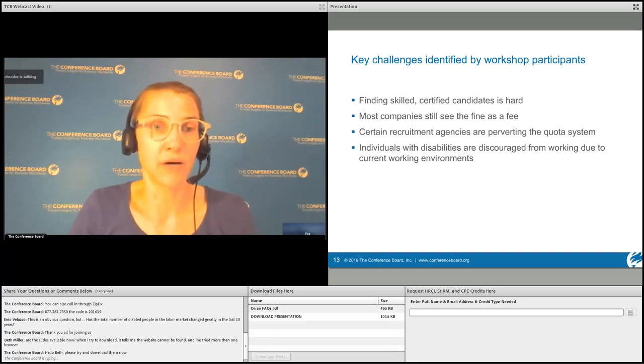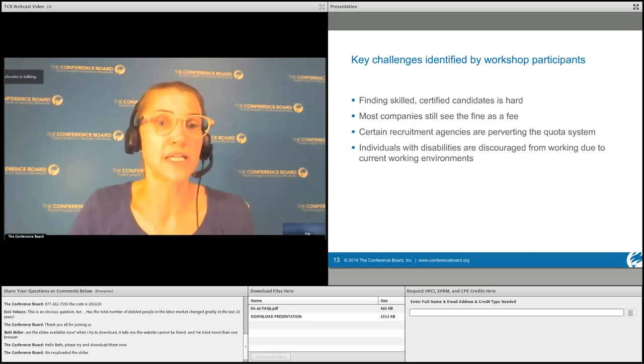And because of the quota scheme, only certified persons can be counted towards the quota, that makes it even harder because many, many people are not certified, and they cannot be counted towards the quota.